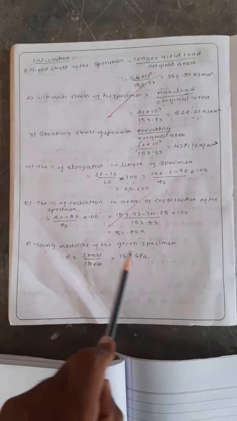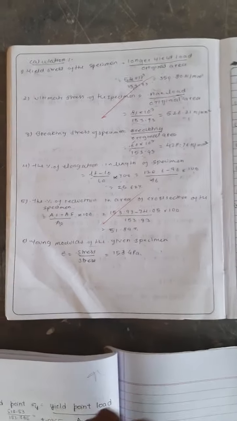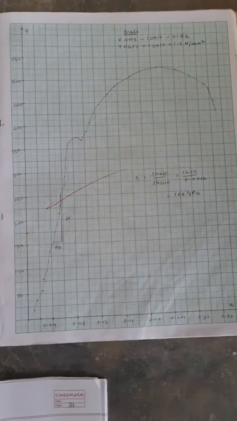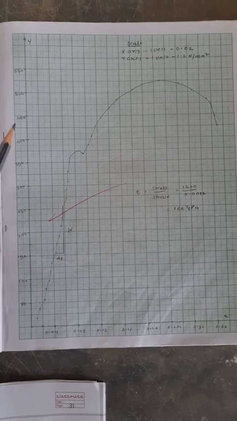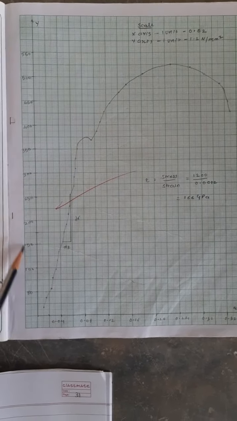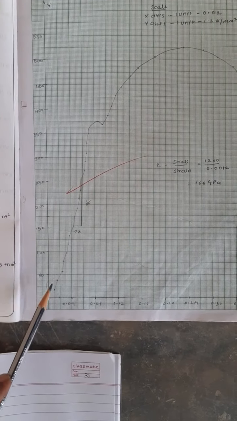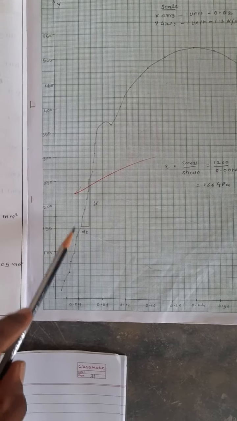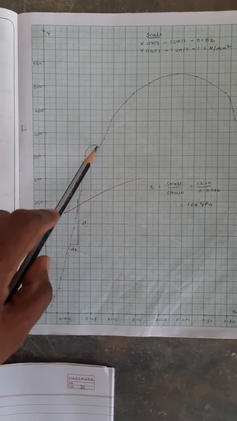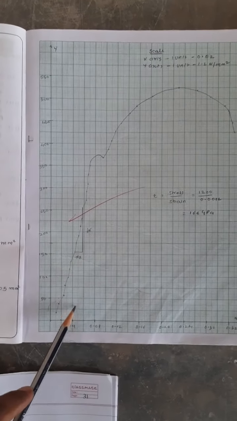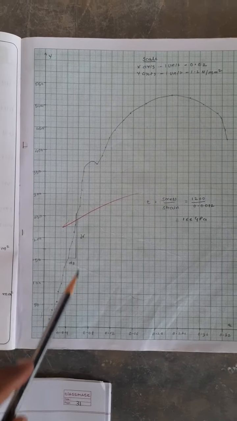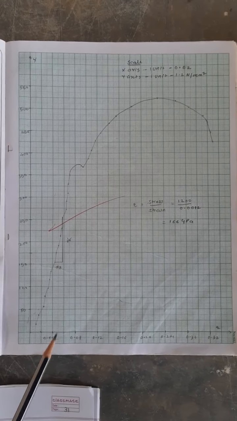Lastly, Young's modulus of the given specimen. From the graph, we need to find this Young's modulus. A graph is plotted of load versus elongation. Each point of the readings is plotted on this graph. So as you can see, it's a perfect stress strain curve of a mild steel.